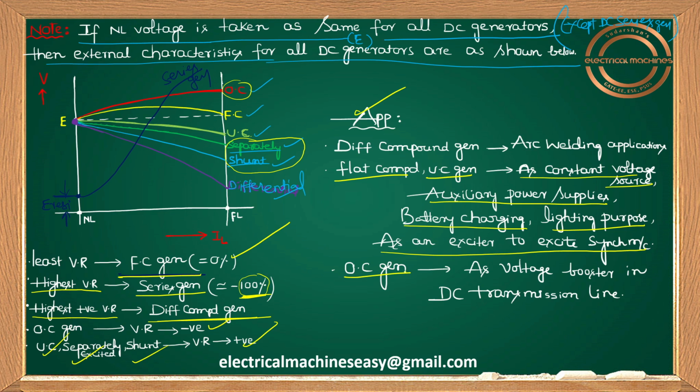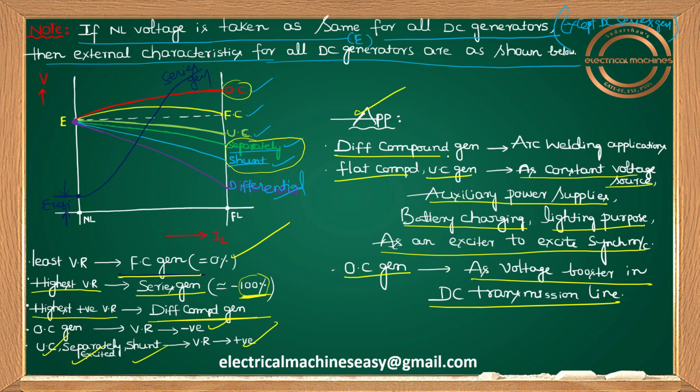And for over compound also, because the generator having rising characteristics can be used as a voltage booster in a DC transmission line. Already I told you that you can use the DC series generator as a voltage booster. In addition to that, over compound can also be used as a voltage booster, because these two generators have rising characteristics.